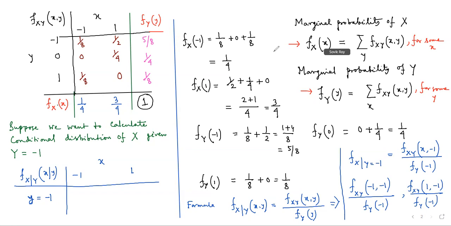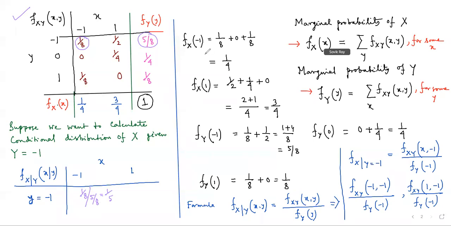Now just look at the table that we have constructed above. F of XY at the point -1 and -1 is actually 1 by 8. Okay. Divided by f of Y at the point -1. That means this point. So we'll write 1 by 8 by 5 by 8, which is of course 1 by 5. This is the first value of the conditional probability.